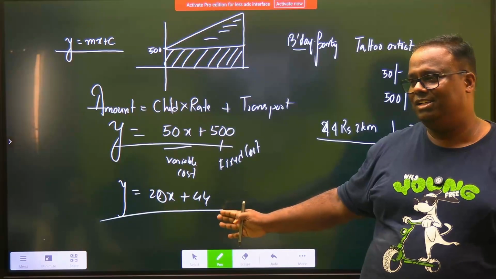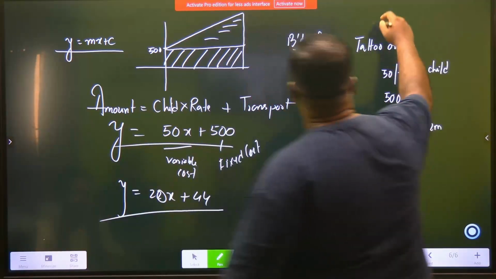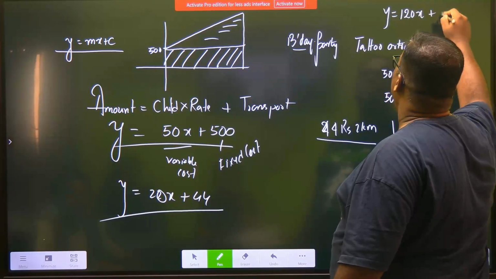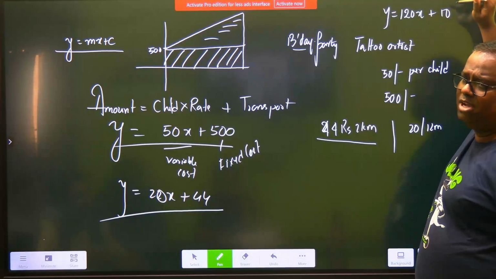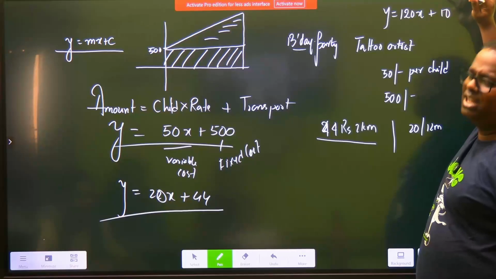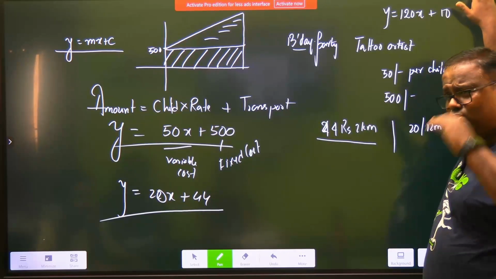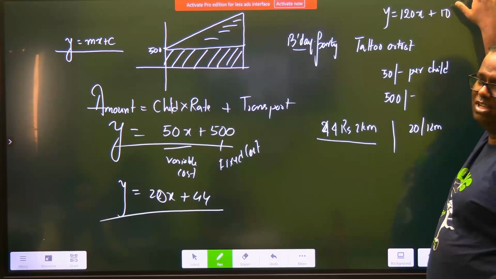Did you enjoy that? This is also y equal to mx plus c. You go to Ratnadeep to buy mangoes. The price is 120x plus 10. x is the number of kgs you bought, and 10 rupees is the carry bag. Fixed cost. Assuming that the carry bag has to be purchased, mandatory. The whole world runs on this equation. Y equal to mx plus c.